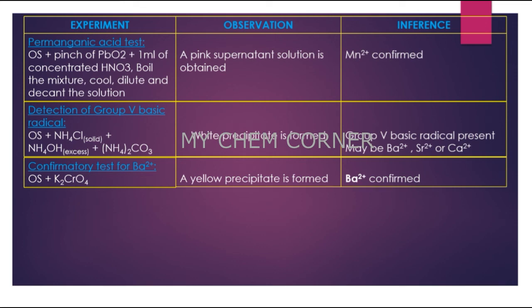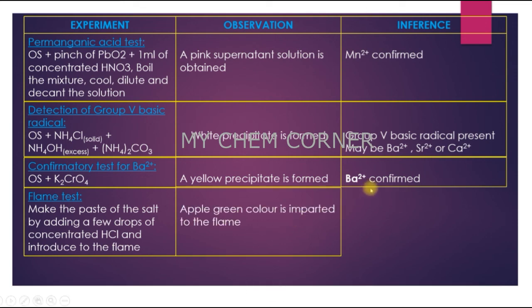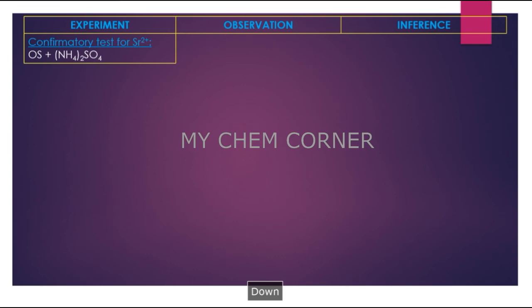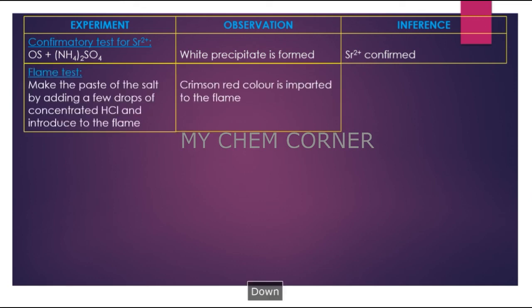Now, apart from this, you can also do a flame test in group 5. For this, you need to take your salt, add a little bit of concentrated HCl and make a paste. Using your pencil lead, just take a little bit of the paste and introduce it to the flame. If it is apple green in color, then you're telling that you have Ba2+. So that is the flame test for Ba2+. Now to test for strontium, you take your OS and you add ammonium sulfate to it. If you get a white precipitate, that means strontium ion is confirmed. For this, again, when you conduct the flame test the same way, you will get a crimson red color, which is a shiny red color. Then you say strontium ion is confirmed.